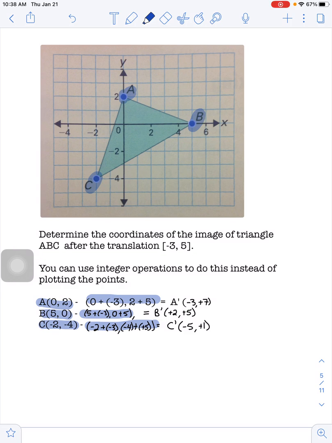So if we drew that on the Cartesian coordinate plane here, it would be the exact same triangle. It would just be moved to the left 3 spaces and down 5 spaces.